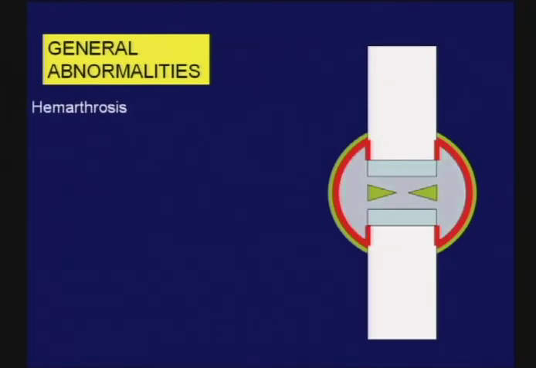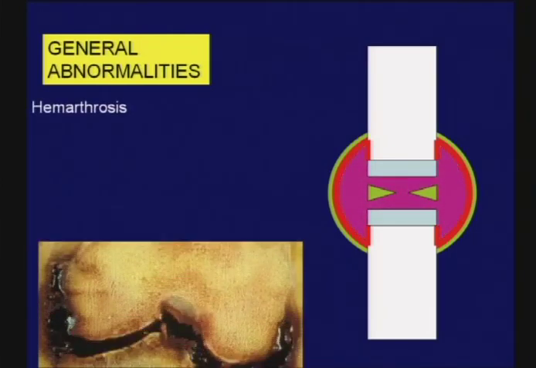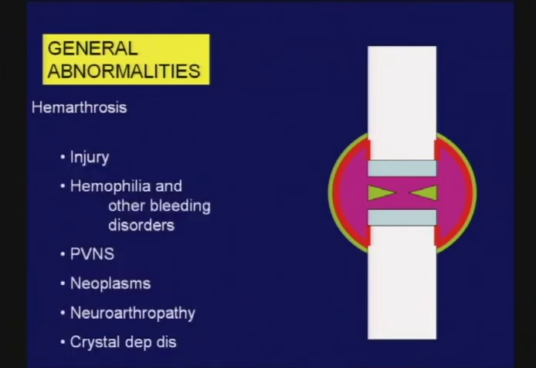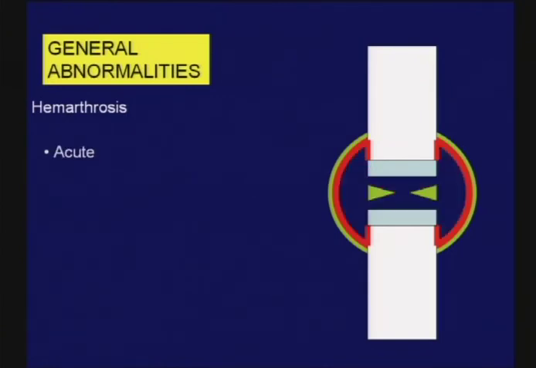In some situations, we have blood within a joint. We call this a hemarthrosis. The detection of a hemarthrosis is not specific, as there are several disorders that present in this way: injury, hemophilia and other bleeding disorders, pigmented villonodular synovitis, certain neoplasms such as synovial hemangioma, neuropathic disease, crystal deposition disease, anticoagulant therapy, chronic renal disease. The list goes on and on.